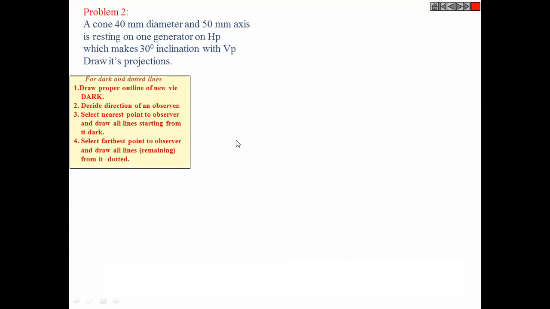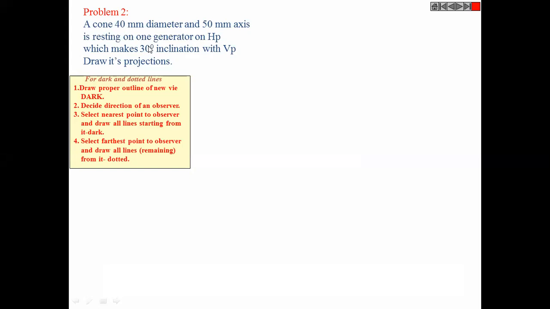Now this one, a cone. This is not done, na? Is this done? No, sir. So now this is a cone. 40 mm diameter and 50 mm axis is resting on one of its generators on HP, which makes 30-degree inclination with VP. Draw its projections.